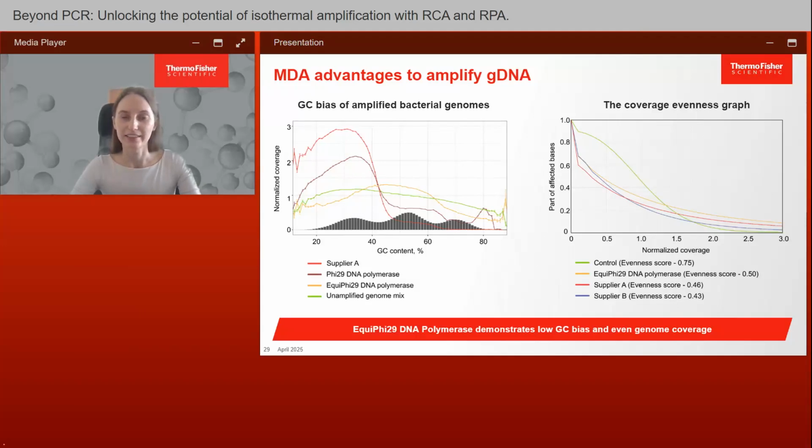The green line here, representing an amplified control DNA, comes closest to that ideal. Not far behind is a yellow curve, and this is a sample pre-amplified with Equi Phi29 DNA polymerase, which stands out for its low GC bias, outperforming other polymerases tested.